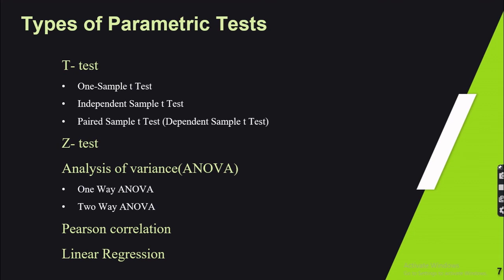The last test, linear regression, measures the impact of one variable on another. Linear regression gives you the measurement of how much one independent variable has an impact on the other, dependent variable. So, the selection of all these tests purely depends on our research objective.